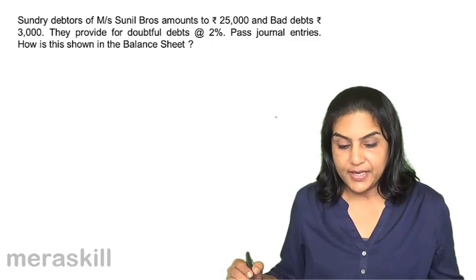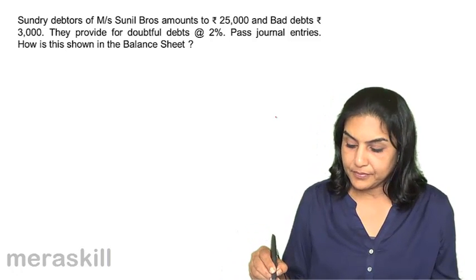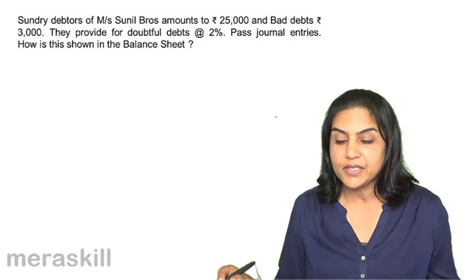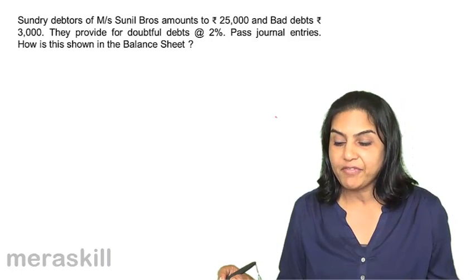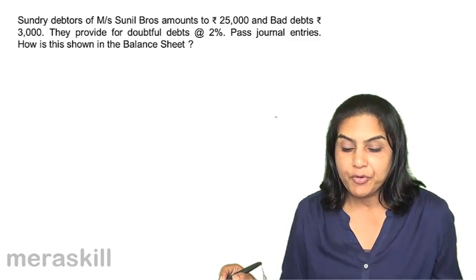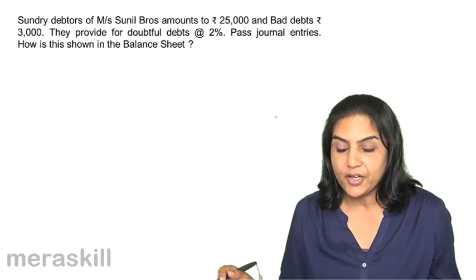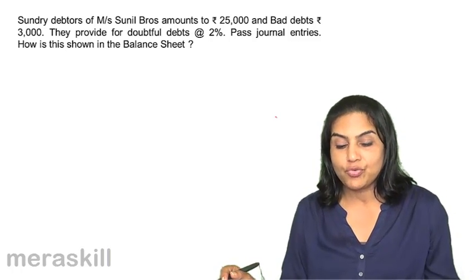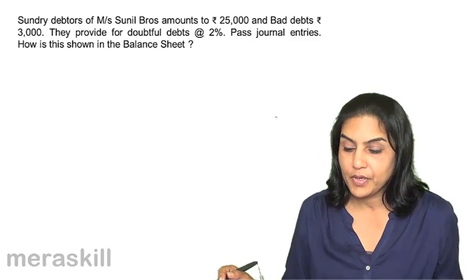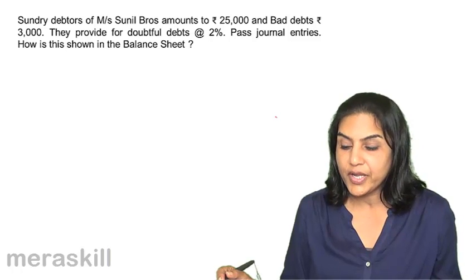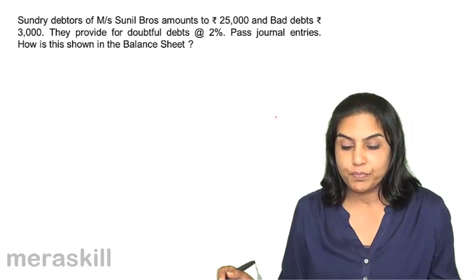Let us consider an example. Sundry debtors of Messrs. Sunil Brothers amount to 25,000 and bad debts are rupees 3,000. They provide for doubtful debts at the rate of 2%. Pass journal entries. And how is this shown in the balance sheet?